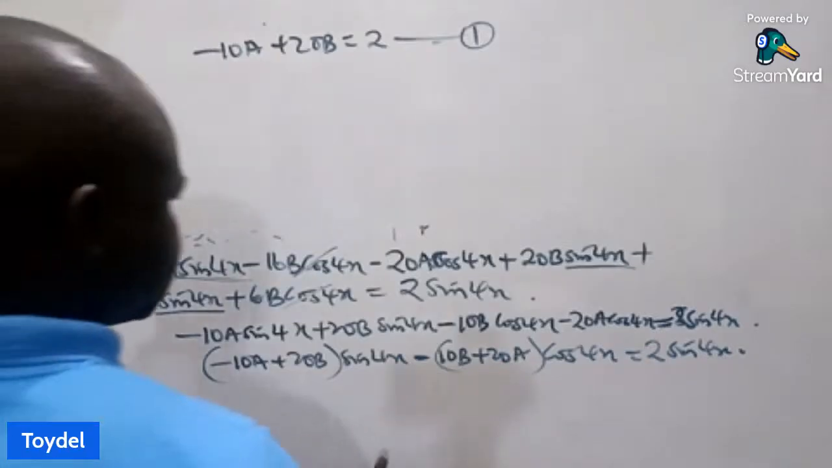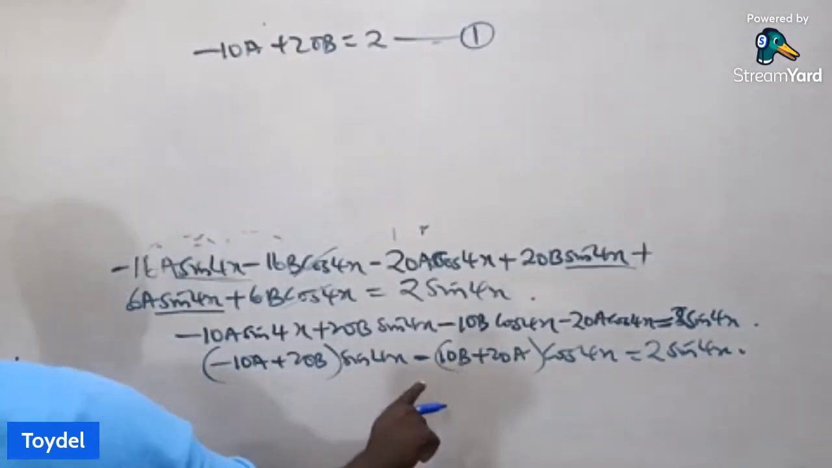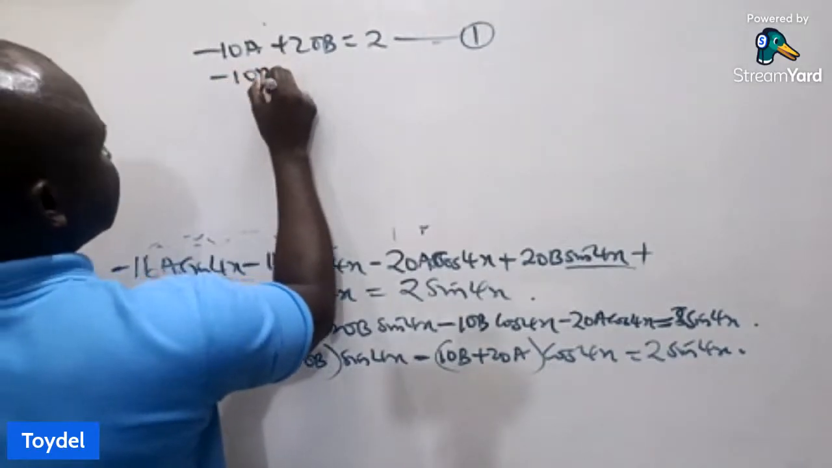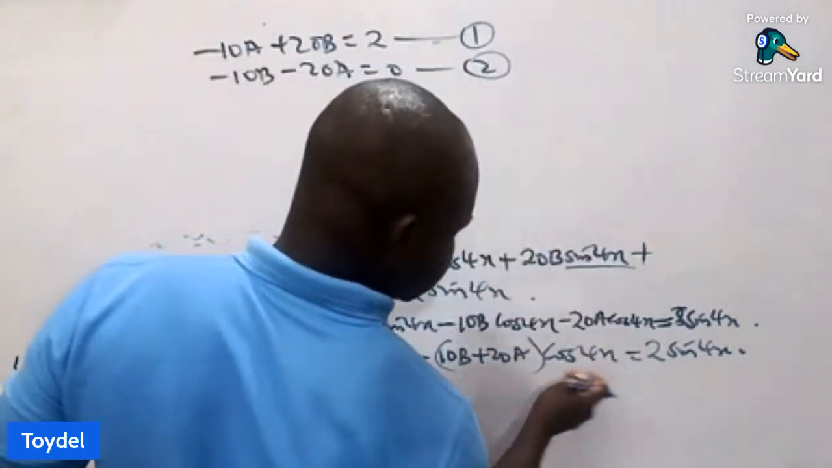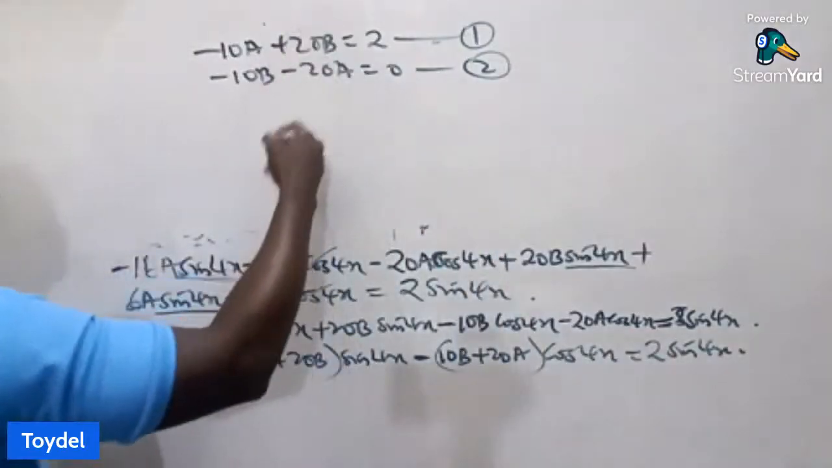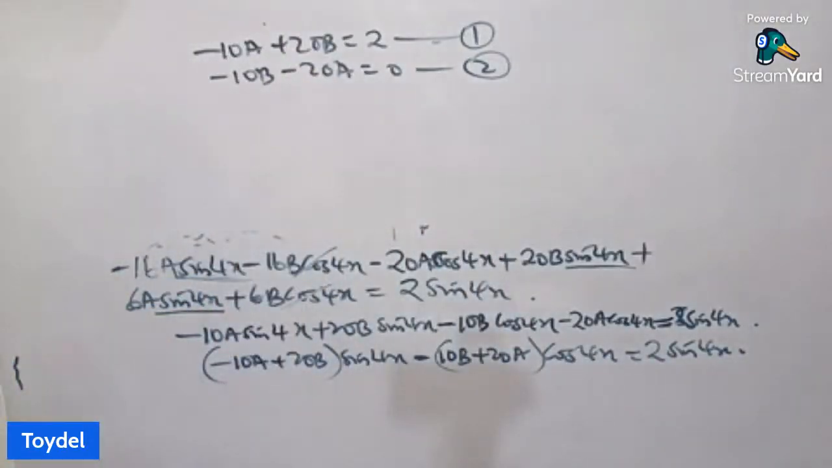Then the second one, we have minus 10b minus 20a equal to 0, equation 2. Cos 4x is 0 here. There are two equations now, so we are going to solve these two equations simultaneously.